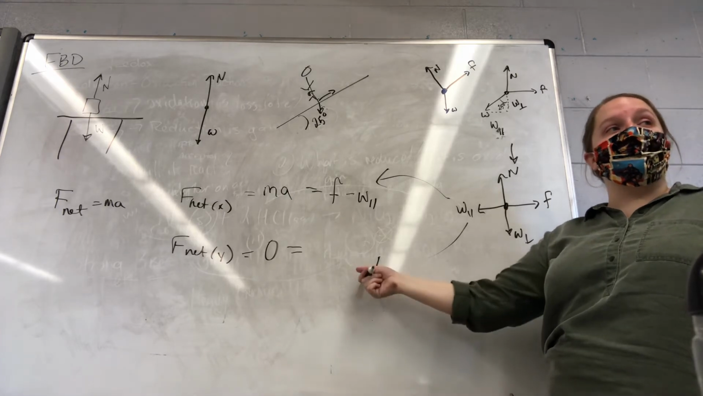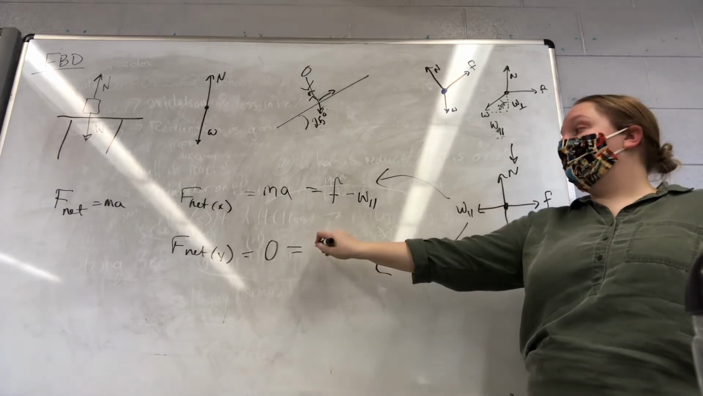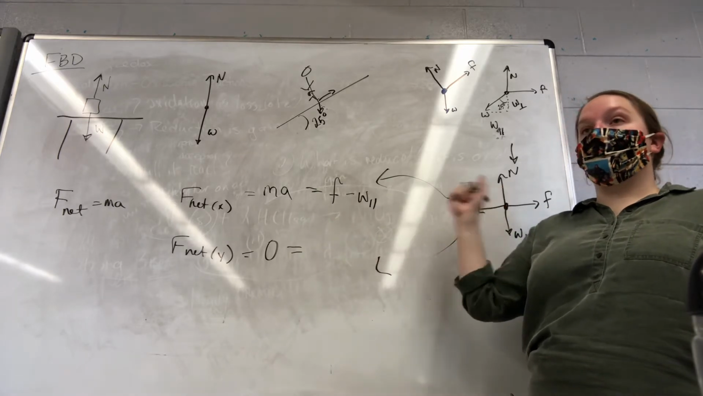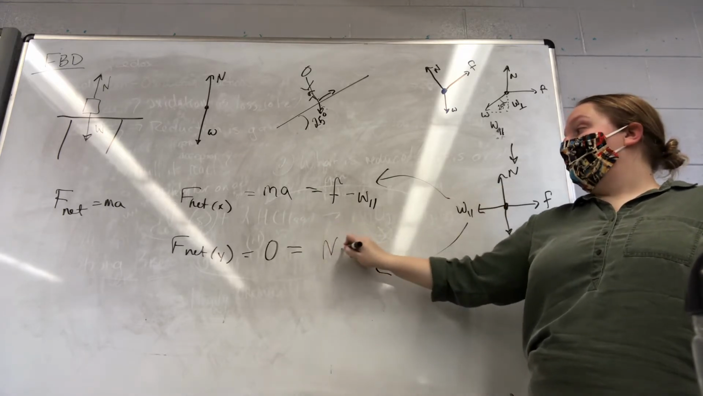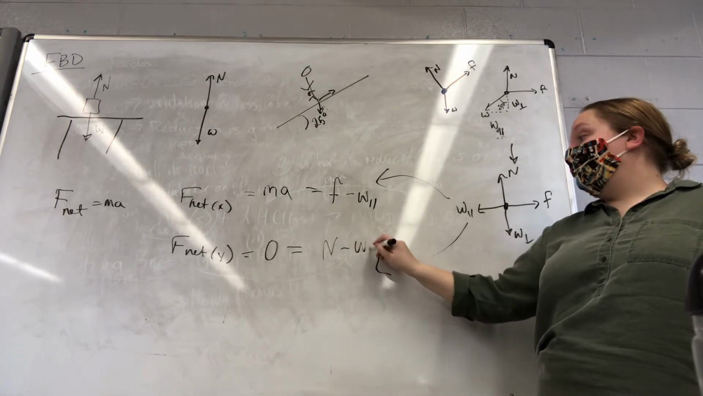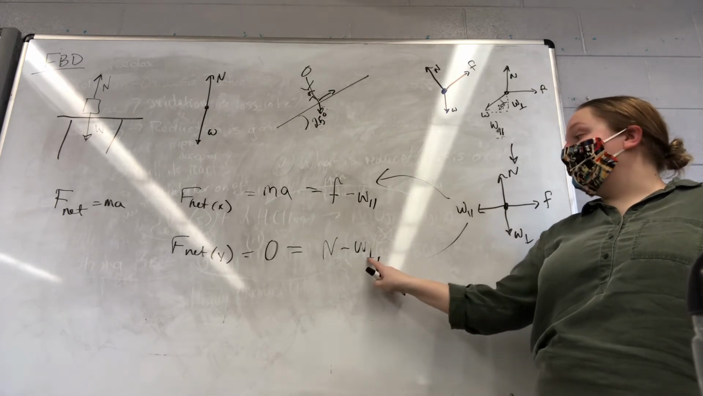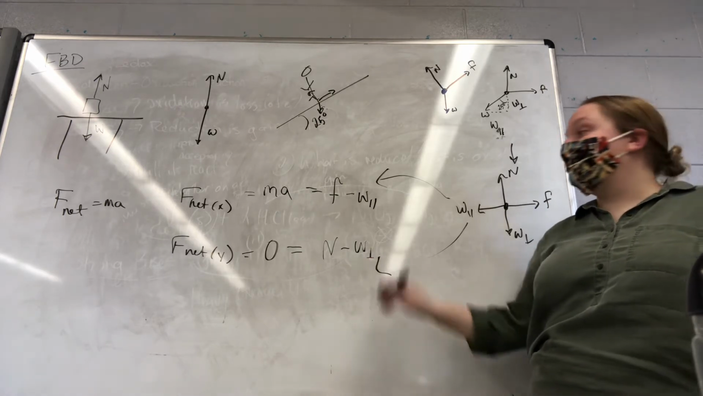In the y direction, what can we write? What's positive on this diagram? N minus, what's negative? W perpendicular. Okay, so now this is how we get those expressions that we were seeing in those videos.